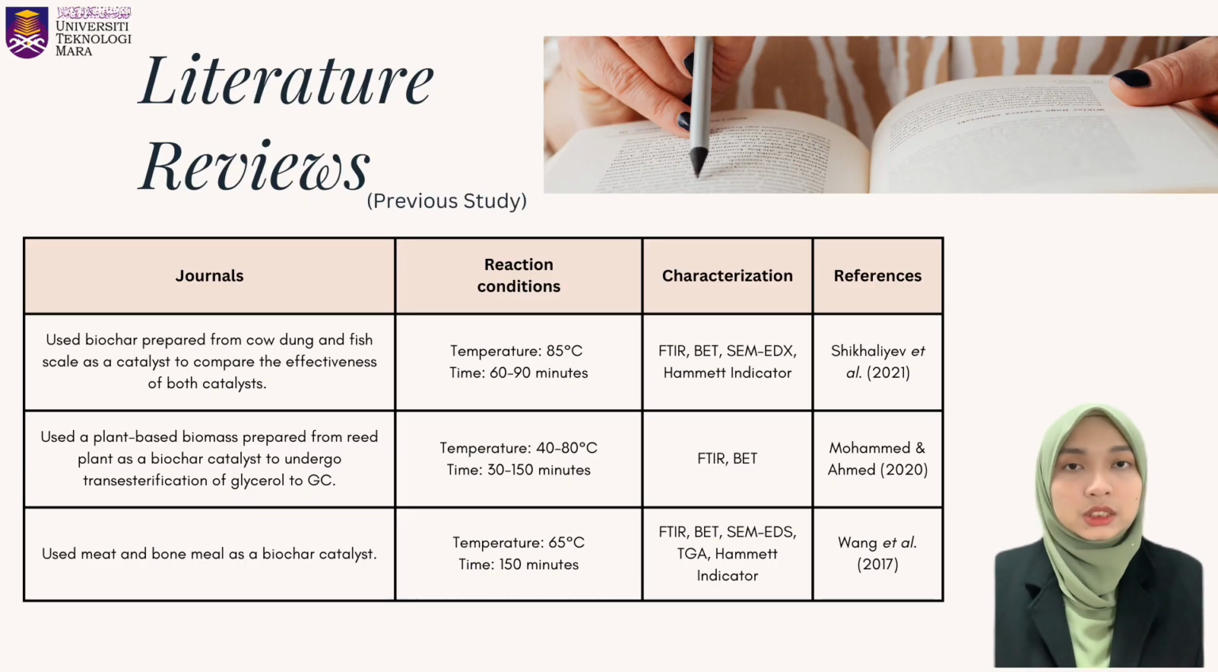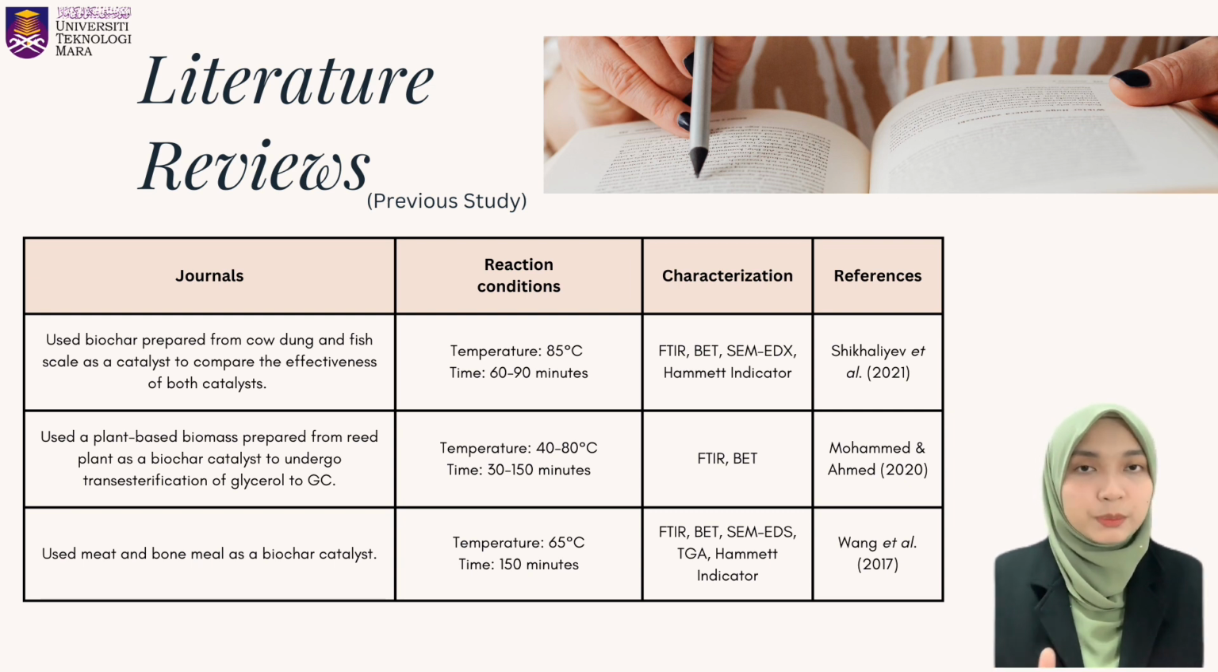These are the three journals reported that have used different types of biochar as catalyst in their studies. Sheikh Khaliev 2021 used biochar prepared from cow dung and fish scale as a catalyst to compare the effectiveness of both catalysts. The temperature for transesterification reaction they used was 85 degrees Celsius with the duration of 60 to 90 minutes. They used FTIR, BET, SEM-EDS, and Hammett indicator for the catalyst characterization.